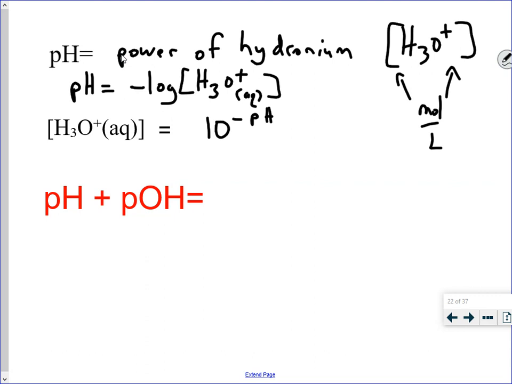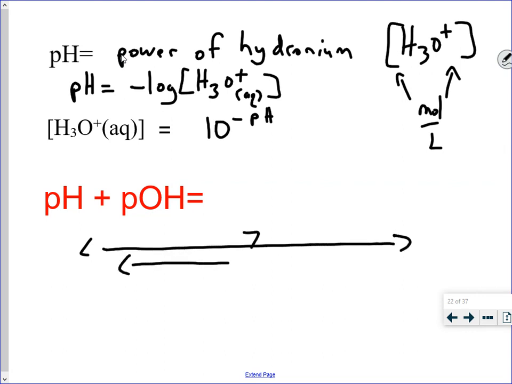The pH scale, remember, goes with 7 being neutral all the way down to, I don't know, let's just say 0. You can have pHs less than 0. These are all acids, and these are all bases, right? This is the pH scale.